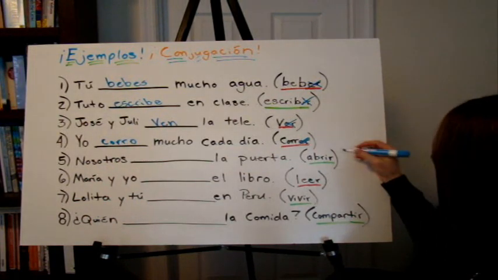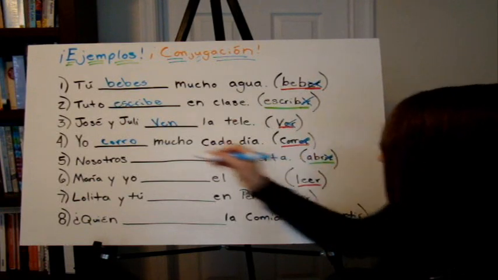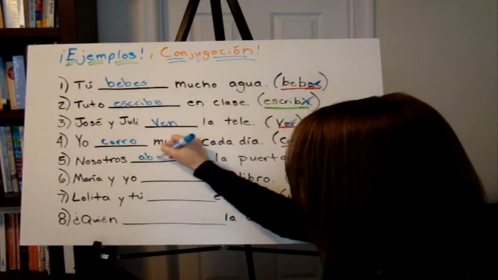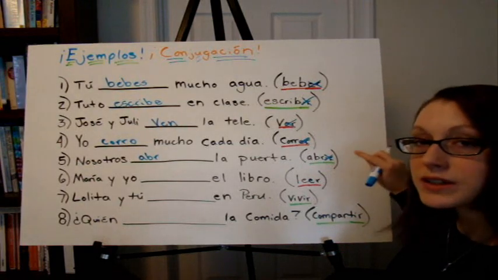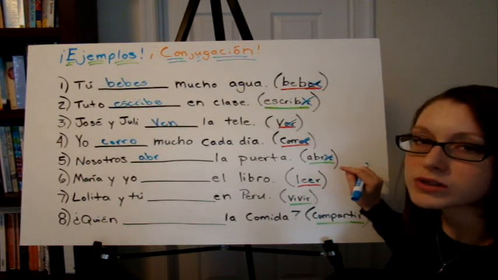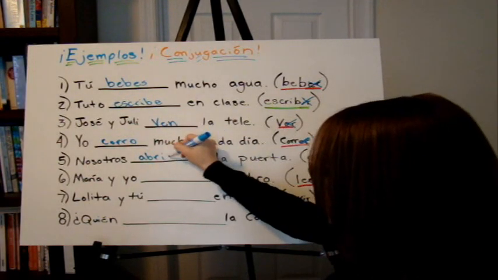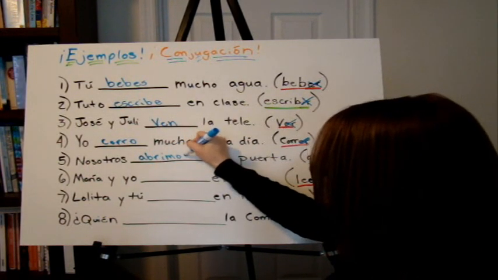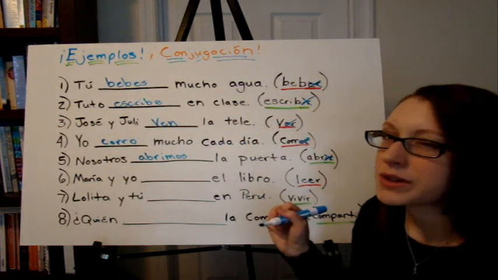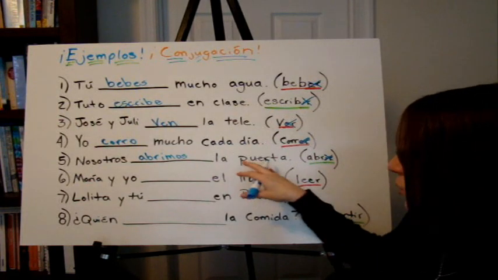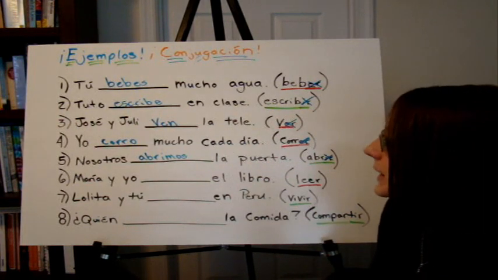Nosotros, abrir. Take off the IR. Conjugate for the nosotros form. Now, be careful because now it has changed. It's not always going to be an E. This is an IR verb, and it's a nosotros form, so we need to remember to have an I and say abrimos and not abremos. Abrimos la puerta, so we open the door.